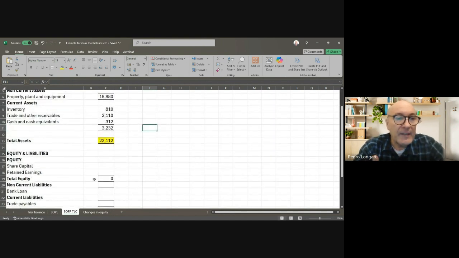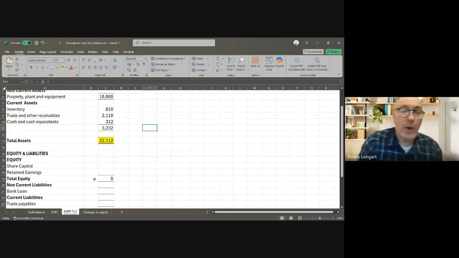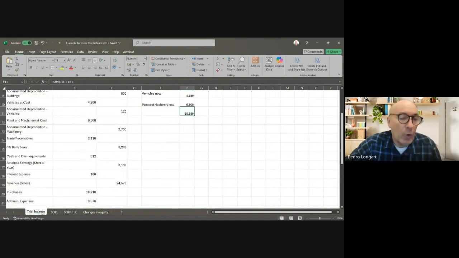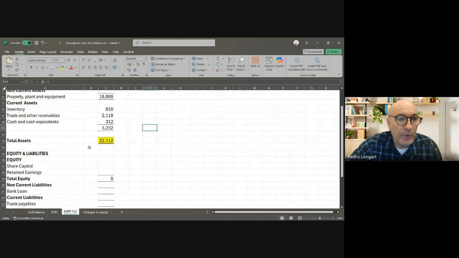Now I can calculate the equity. The equity has the original money that shareholders put in the business, what we call the share capital. But eventually, over a number of years, this company has retained some earnings, put it back and reinvested in the business, what we call the retained earnings. That is the total equity of the company. Can I find the share capital? Yes, it's also in the trial balance, and it's 8,000. We put here 8,000.